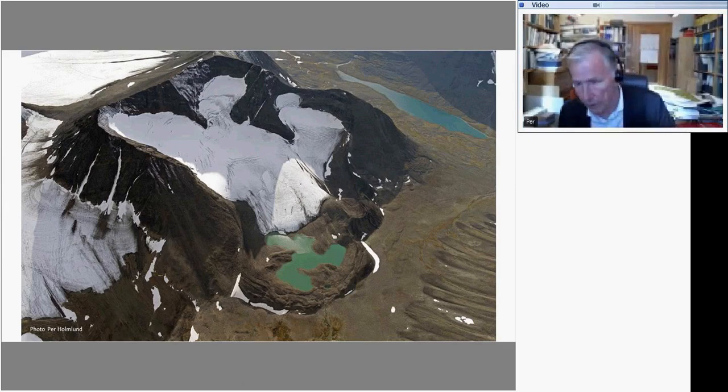A glacier in a mountain area has different roles. One is that it works as a magazine, and that means that it evens out changes in flow rates in the rivers.